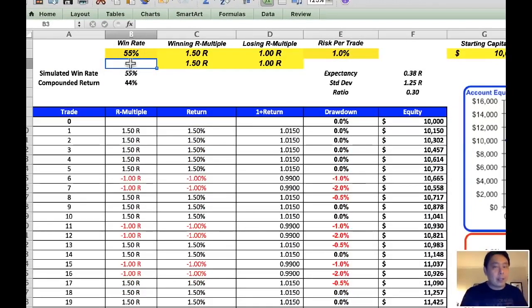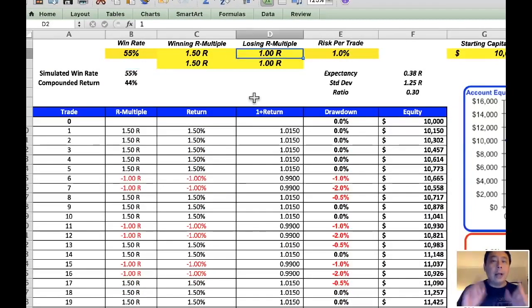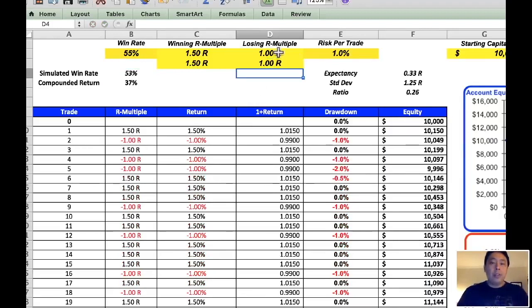So put 55%, and for the losing R multiple, put 1 and 1. This is the minimum loss and maximum loss. We always keep it as 1R, because we always place our stop loss and we always lose 1R when it hits our stop loss. We always honor the stop loss. Never ever remove the stop loss, unless you want to die.